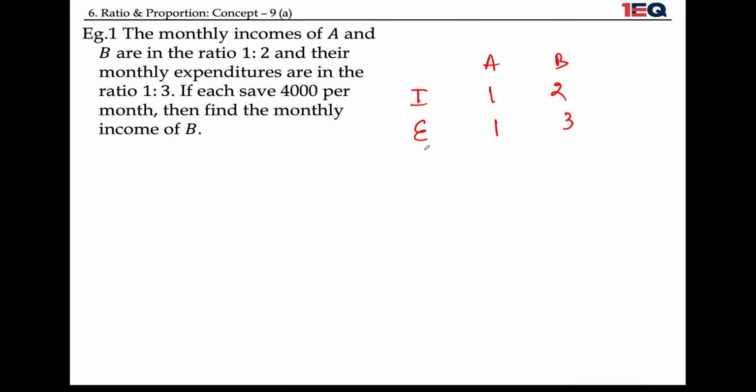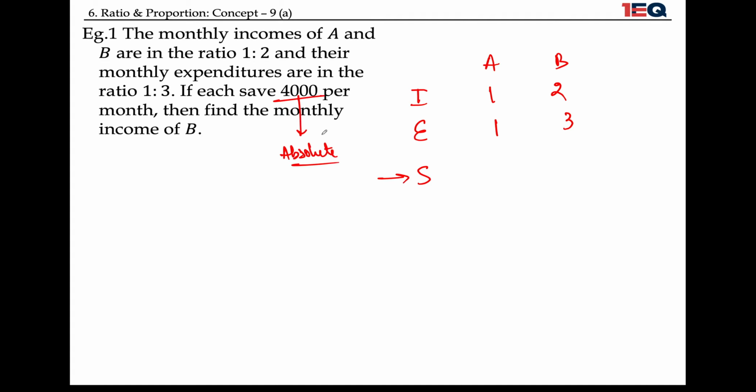Now, income minus expenditure is equal to savings. And savings are already given in an absolute term. What do I mean when I say absolute term?